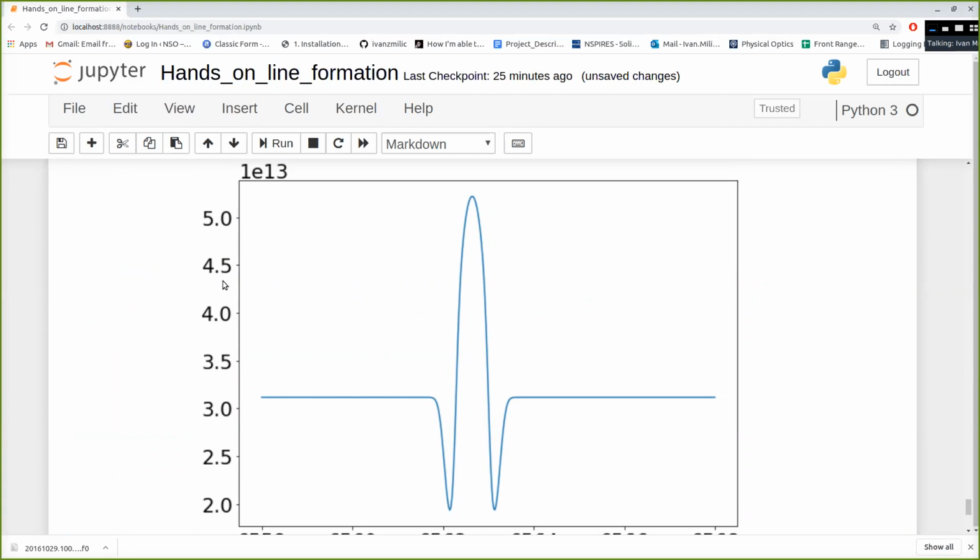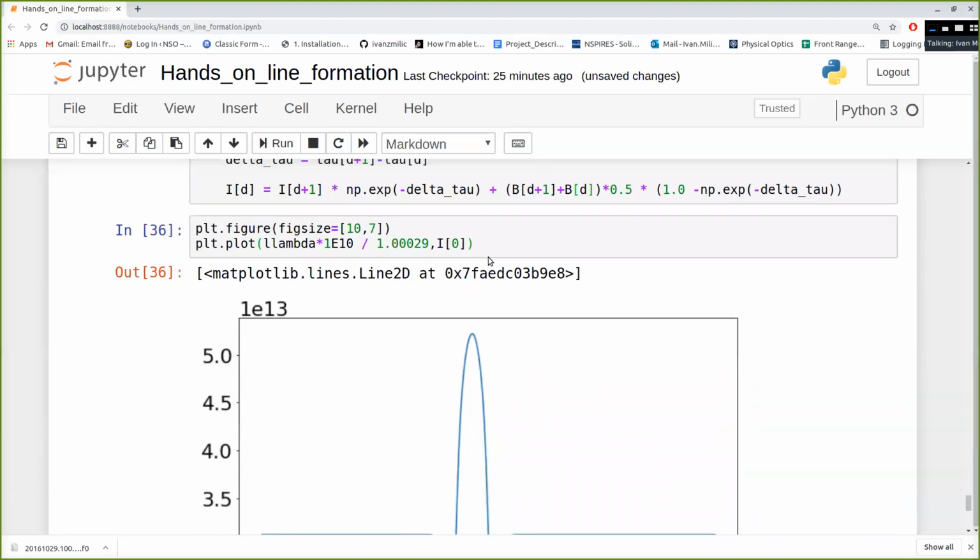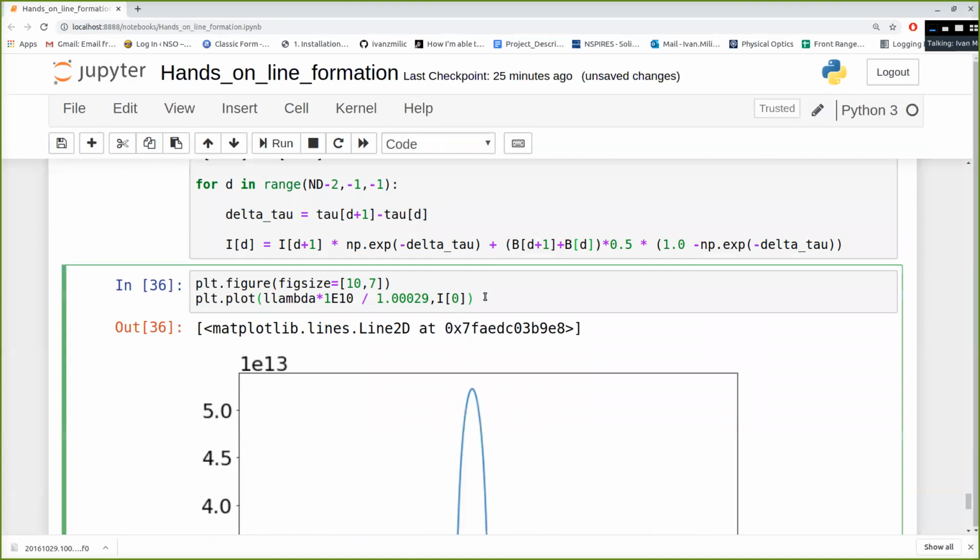And of course, the reason why the line is not an absorption line, but is actually an emission line, is because we are neglecting all the non-LTE effects. So what we are getting is the line which tracks the temperature, or let's say that it tracks the source function.